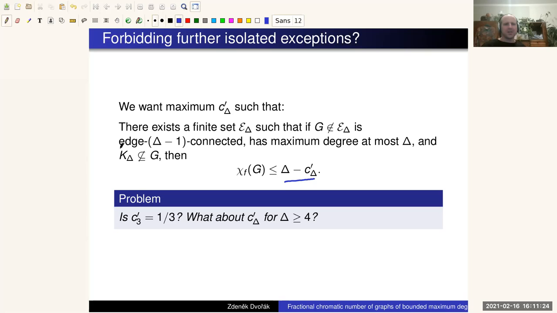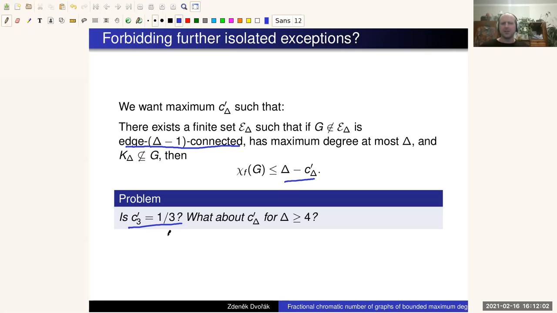I put here some connectivity condition, which kind of makes sense. I probably should have formulated this problem again in terms of critical graphs, but this is to avoid some trivialities. And the conjecture is that the right answer is 1/3.